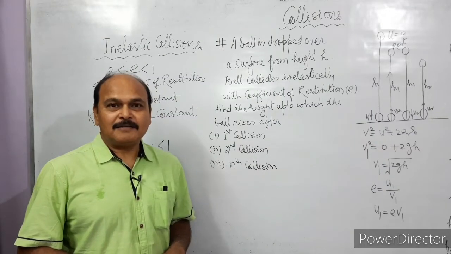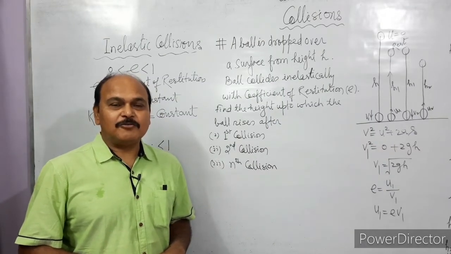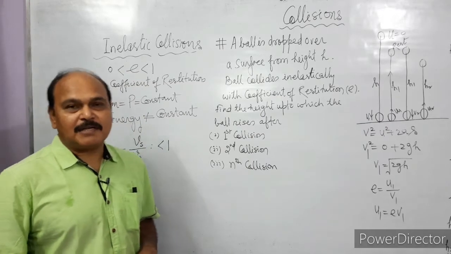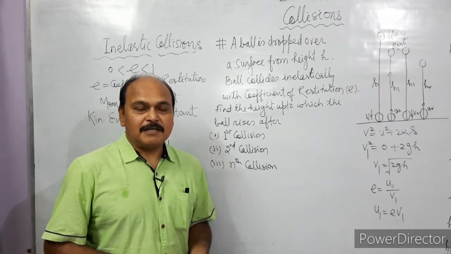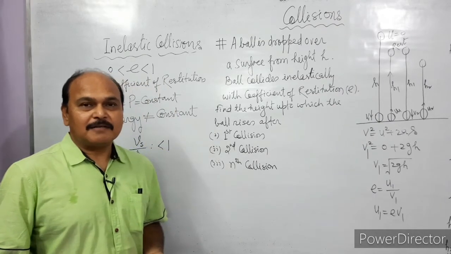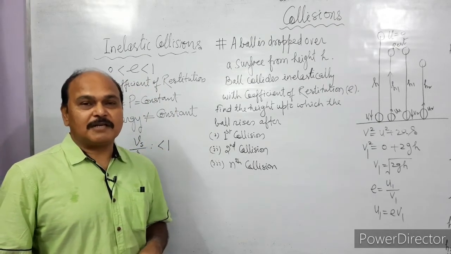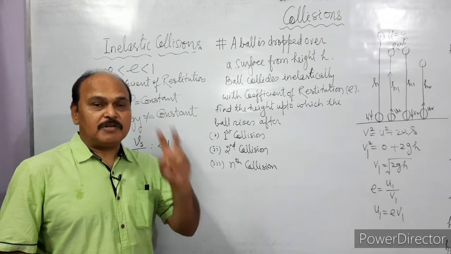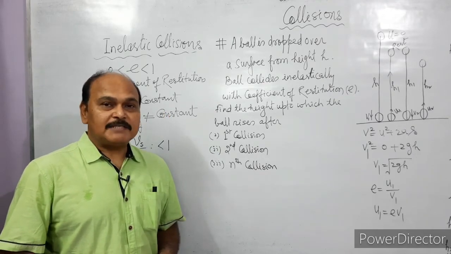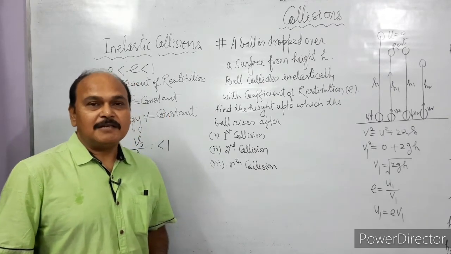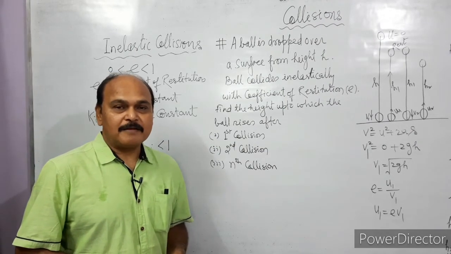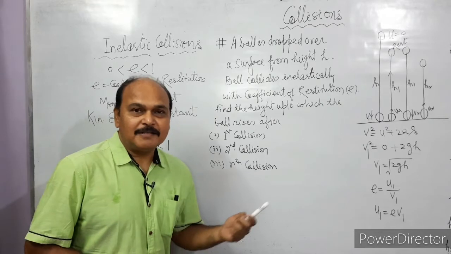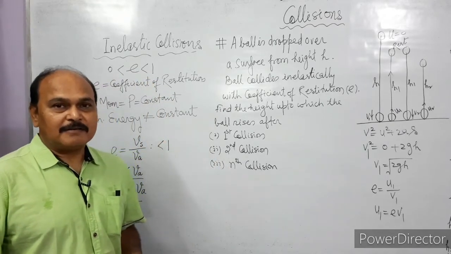Hello, my dear children. Children, let's continue with the collision we started last time. In the last class, we studied elastic collision in one dimension. And today we are going to study other two types of collisions. One is inelastic collision and the other one is perfectly inelastic collision. So let's continue with inelastic collision.